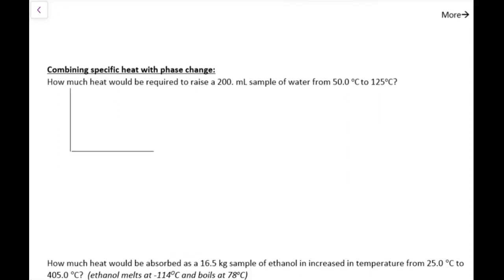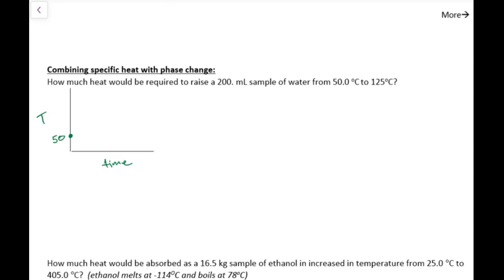Let's talk about combining the heat of fusion, heat of vaporization, and specific heat. So the question I want to do here is, how much heat would be required to raise a 200 milliliter sample of water from 50 up to 125 degrees Celsius? The first step is always going to be to draw a heating curve. So at 50 degrees Celsius, I'll just put that down here someplace. Okay, and this is temperature and this is time, always.